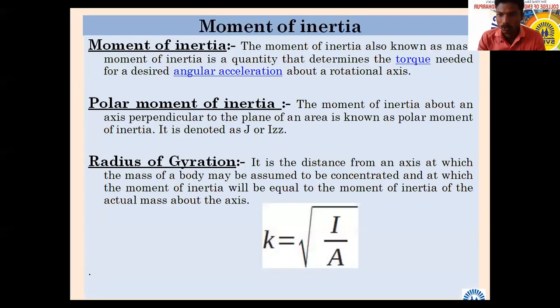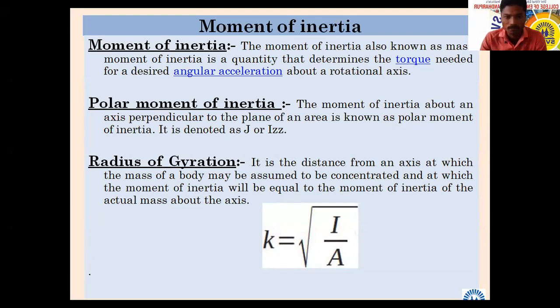So today we are going to see moment of inertia, the last part of chapter number 4. So moment of inertia, what is it? The moment of inertia, also known as mass moment of inertia, is a quantity that determines the torque needed for a desired angular acceleration about the rotational axis. You may come across various definitions for moment of inertia, MI.